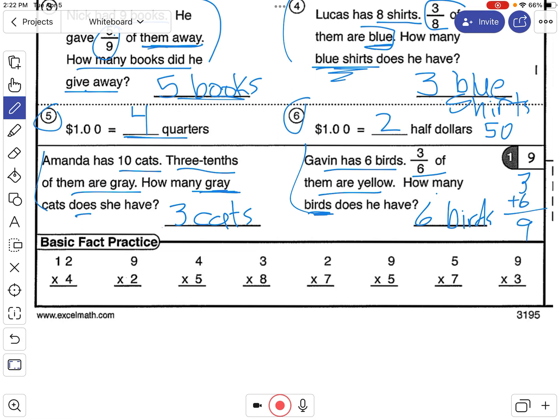All right, solve these times tables problems. Pause the video while you're doing it. Turn it back on when you're done. 12 times 4, you should have gotten 48, because 2 times 4 is 8, and 1 times 4 is 4. 9 times 2 is 18. 4 times 5 is 20. 3 times 8 is 24. 2 times 7 is 14. 9 times 5 is 45. 5 times 7, 35. And 9 times 3 is 27.